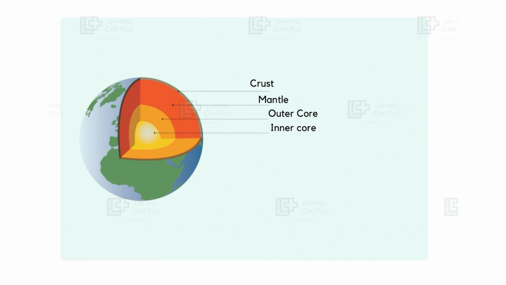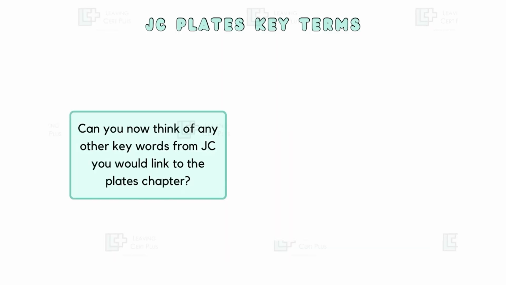Then we get to the central part of the Earth, which can be broken into two. So we have the outer core of the Earth, and then we have the solid inner core of the Earth. If you got these right and you remember your key terms from first year, well done. So let's push it a little bit further now.